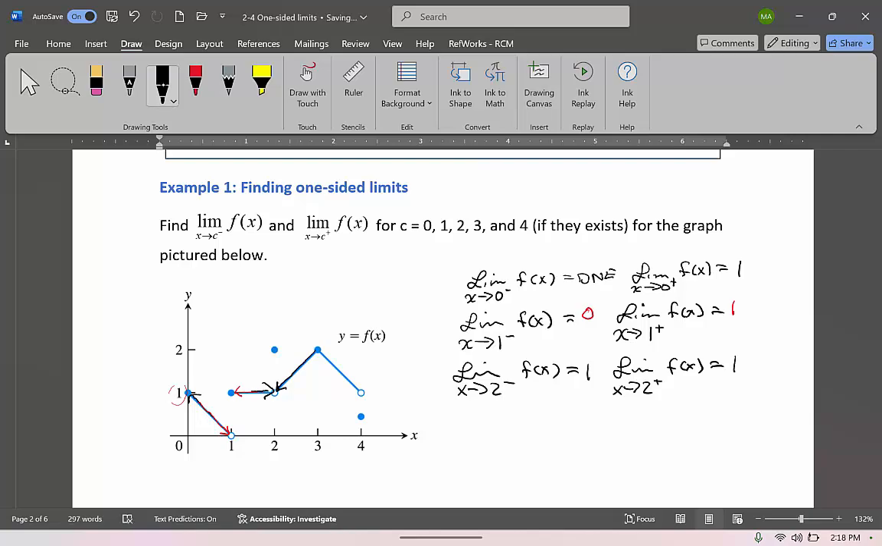Okay? And if we look at 3, so 3 from the left, again, if we're approaching 3 from the left, we're on this piece of the graph, and the y values are approaching 2. And if we look at 3 from the right, now we're on this piece of the graph, and the y values are also approaching 2.